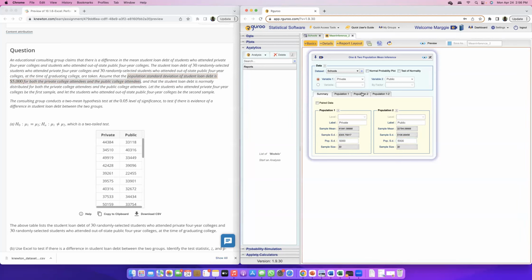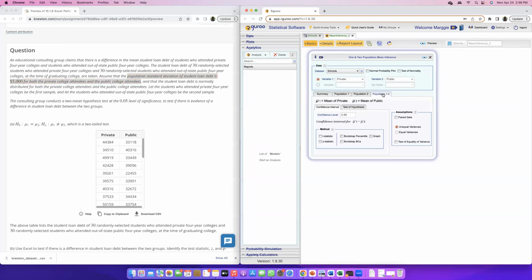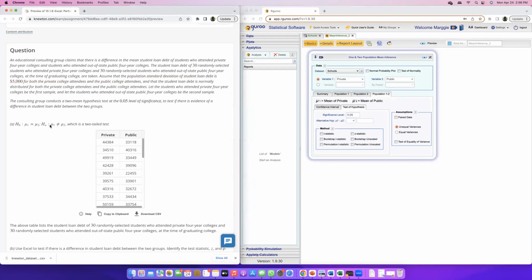Once we have that, we go to population 1, 2 in here, and we go to test of hypothesis. Our significance level is 0.05, again given to us. And the alternative hypothesis: if we have a mu1 different than mu2, just think about a little math in here. If we move this mu2 to the left, this is a number, right? So this is going to be a subtraction. It will be mu1 minus mu2. So here you see the mu1 minus mu2.